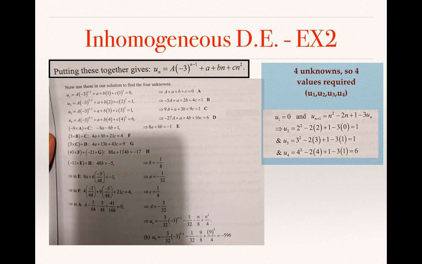Now, you do all the maths, and then once you have A, B, C, and D, you put it into the formula for the solution of the inhomogeneous difference equation, which has that bold black line around it right at the top, and it gives you that equation there.